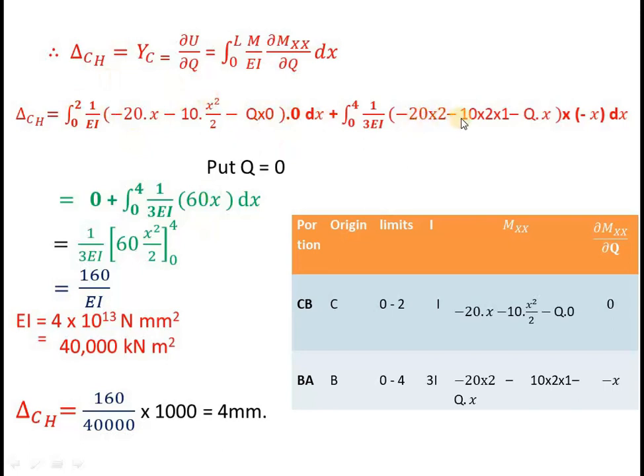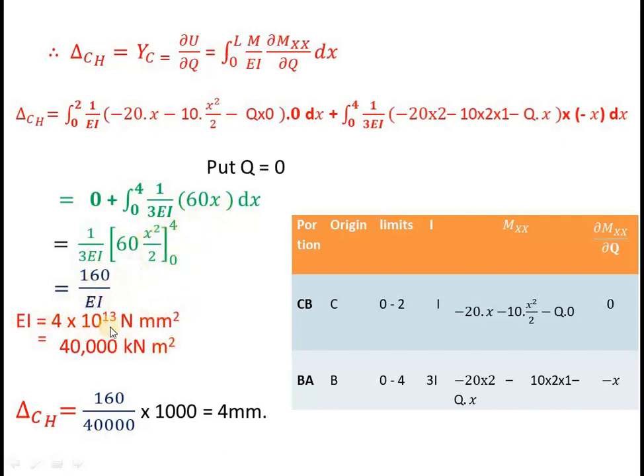Twenty into 2 is 40, and 10 into 2 into 1 is 20, so minus 40 minus 20 is minus 60, into minus x is plus 60x. Q is 0, so we will get this one. I here is 3I. Then if you integrate this, 60 into x square by 2, the limits will be 0 to 4. If you simplify this by putting x equals 4, you will get 160 divided by EI.